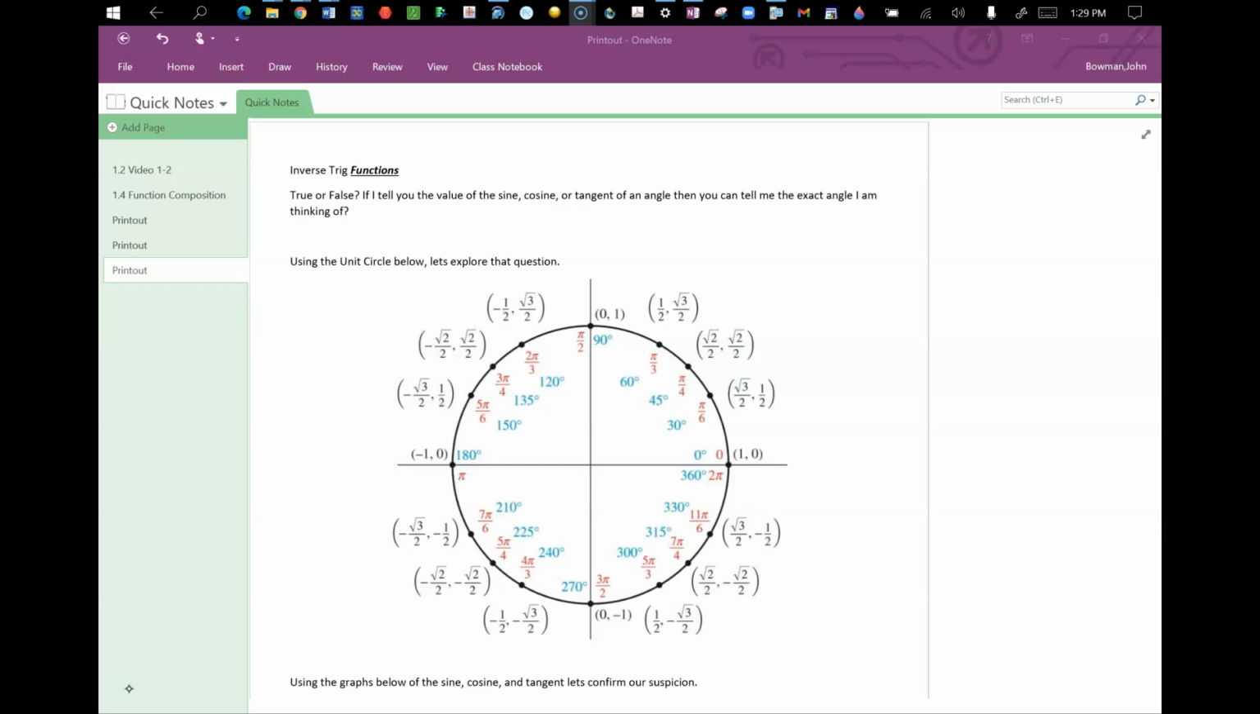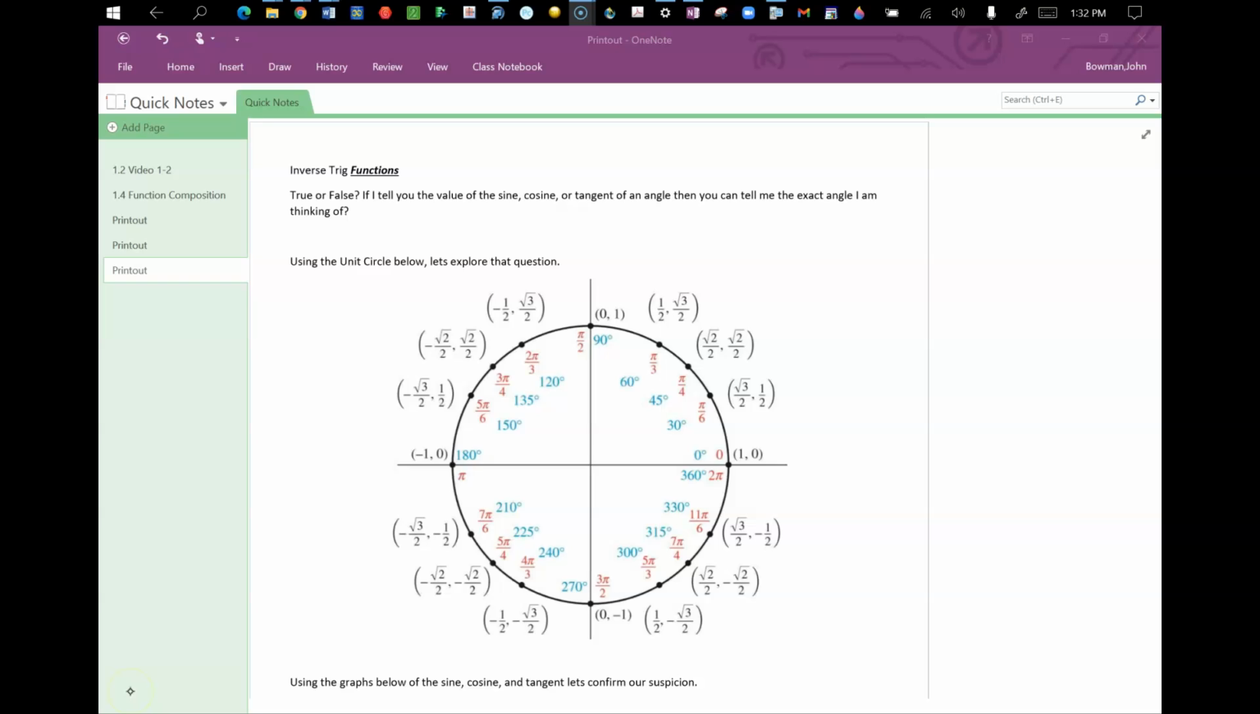So think about this question. If I tell you the value of the sine, cosine, or tangent of an angle, can you tell me the exact angle I am thinking of? Take a moment, look at the unit circle here in this picture, and think about that question.